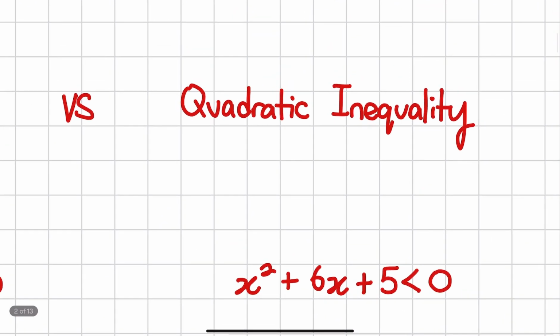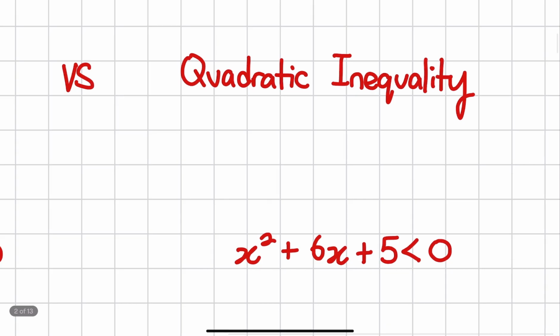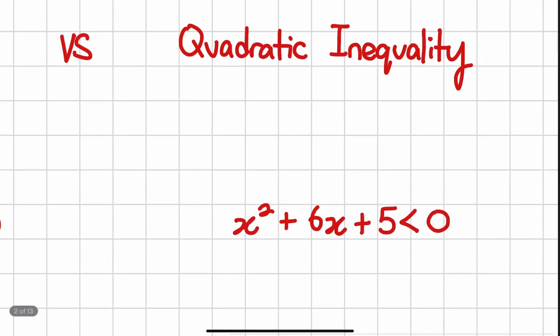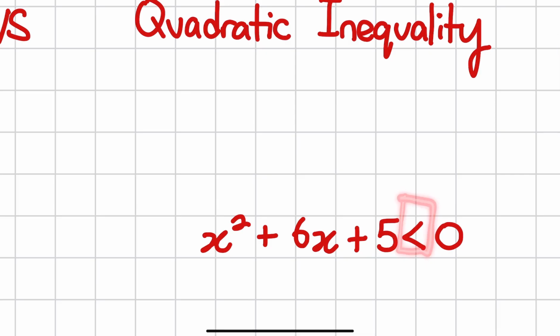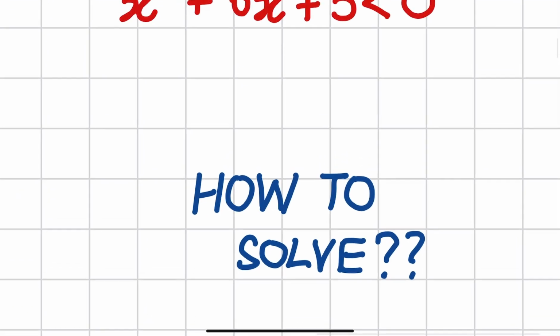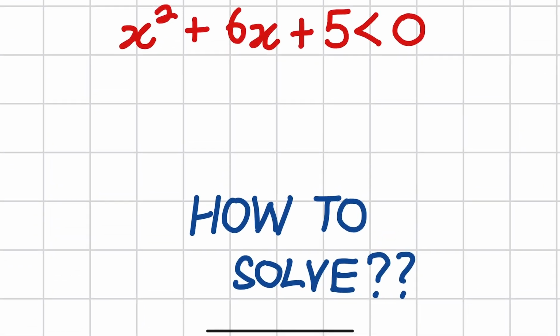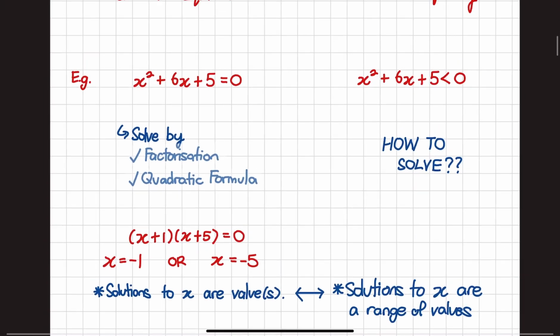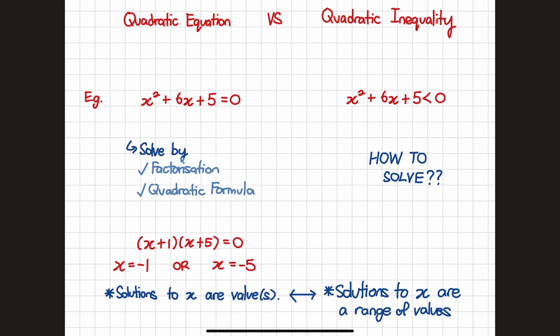Now let's look at quadratic inequality. What exactly is a quadratic inequality? It means that instead of the equal sign over here, you see in quadratic equations, now I will see an inequality sign. This makes this a quadratic inequality instead. So the big question, how do we solve quadratic inequalities? Just to know that a comparison between quadratic equations and inequalities is that for quadratic inequalities, the solutions are a range of values instead of just certain values in quadratic equations.